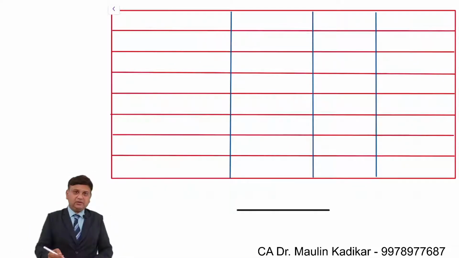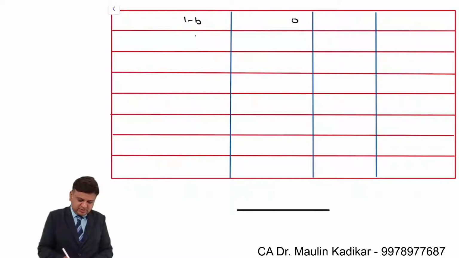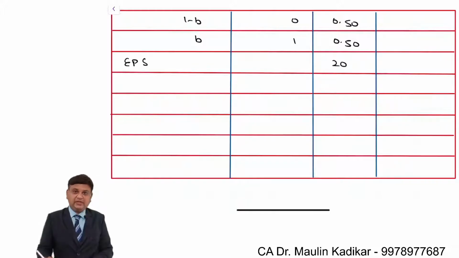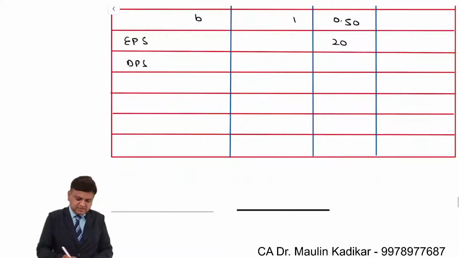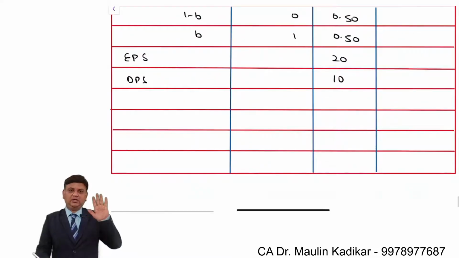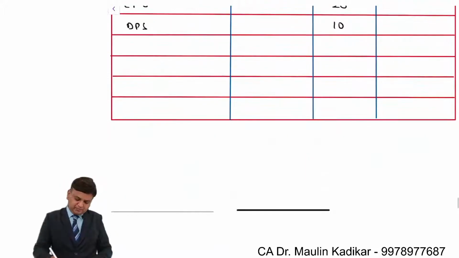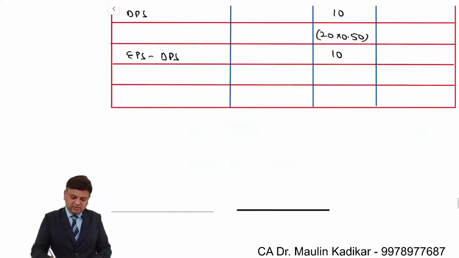So friends, we have been given three situations. The dividend payout ratio is given to us as 0. So the retention ratio is 1. In the second one it is 50-50. As far as the earning per share is concerned, it is an amount of rupees 20. Dividend per share is 10. How this 10 rupees is calculated? 50% is the dividend payout ratio. So it is 20 into 0.5. So EPS minus DPS, it is rupees 10. How this 10 is calculated? 20 minus 10.